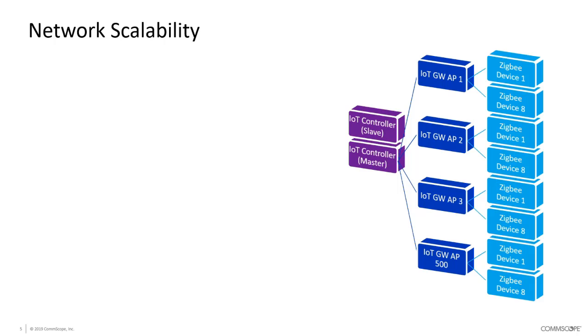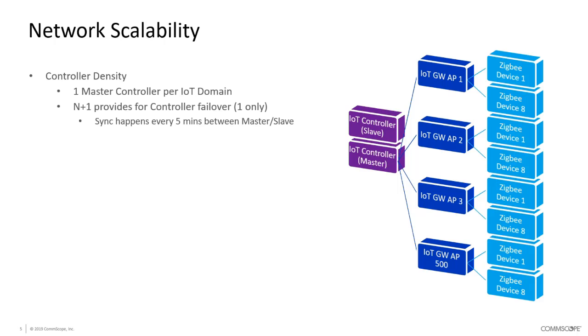And the last thing we really need to think about is network scalability. So how do you scale from one device to tens of thousands of devices? How many gateways or access points do you need? And your controller, how do you provide additional redundancy and scalability within that?